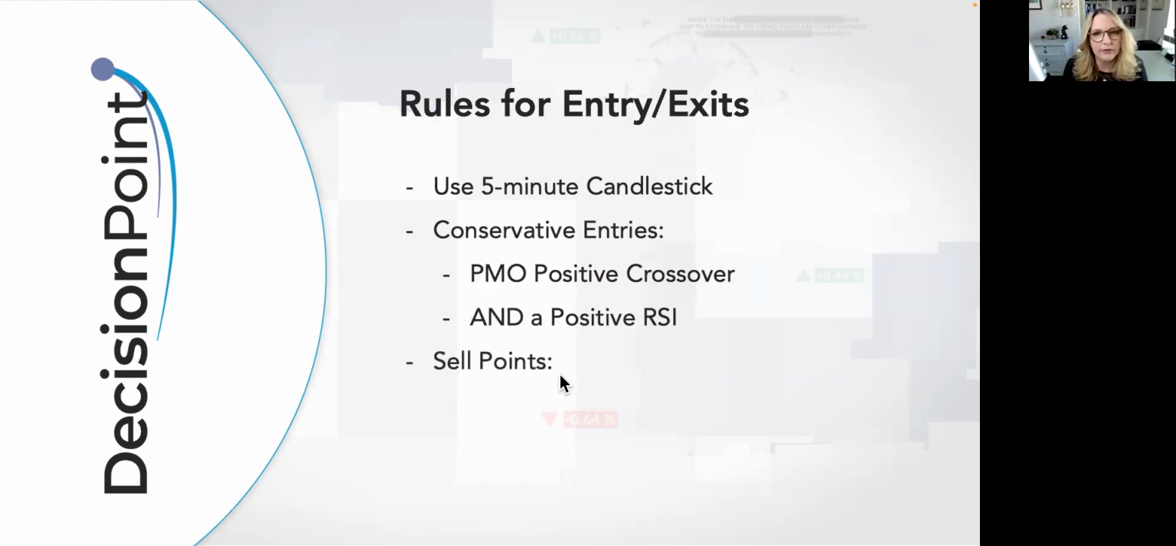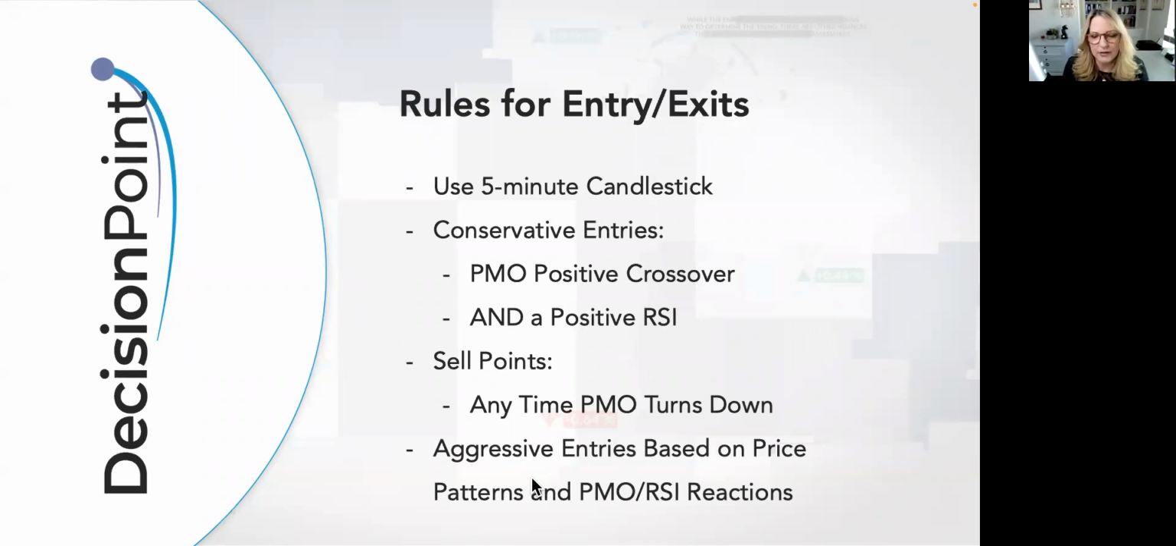The sell points are super, super, super easy: anytime the PMO turns down. So as soon as you see any negative momentum going on for the day, you're ready to leave a stock, you get out. If there's negative momentum, more than likely, price is going to continue lower from there. So you want to time that exit right when the momentum starts to shift downward. Then there are aggressive entries, and really you'll see me talk about that in the trading room.